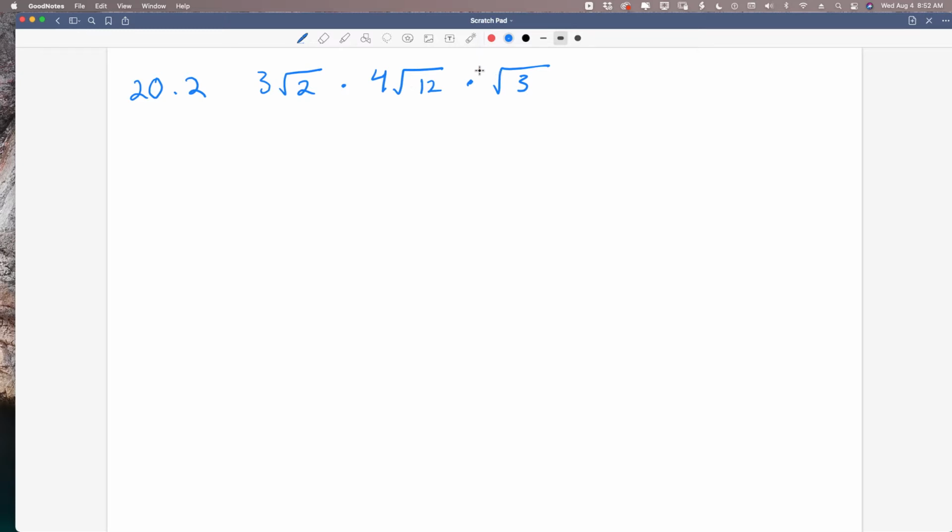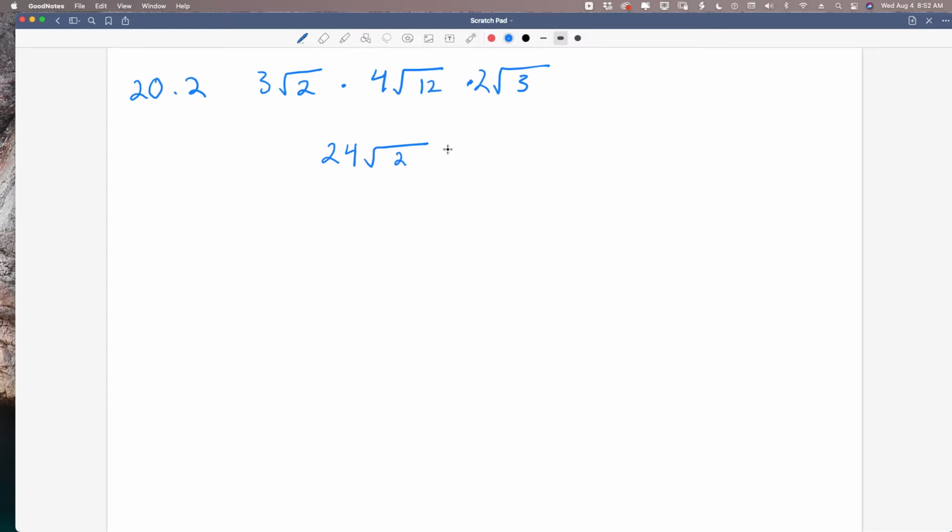Oh, I'm sorry, there's a 2 here. I thought there was another number. So let's do the constants first. 3 times 4 is 12, times 2 is 24. Now we can do the radicals. 2 times 12 is 24.